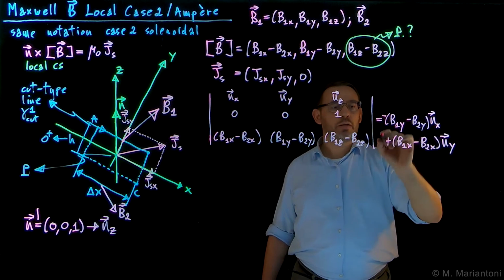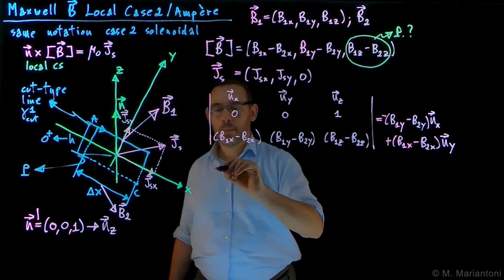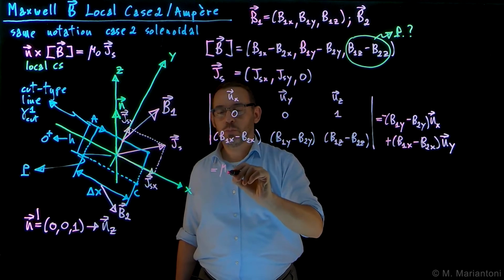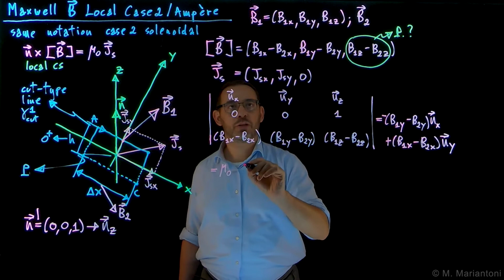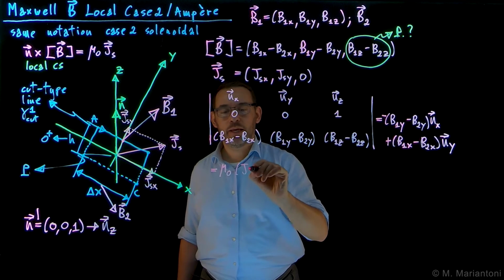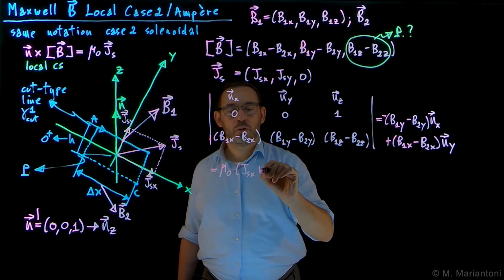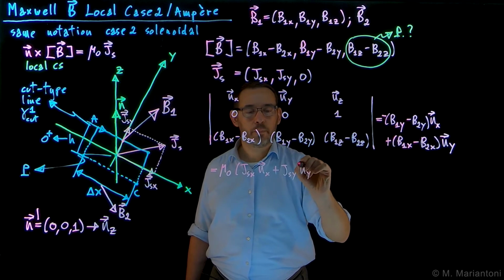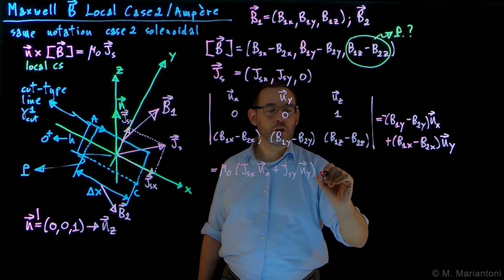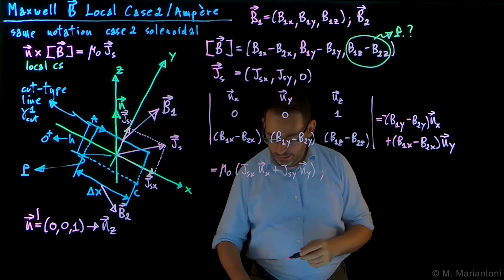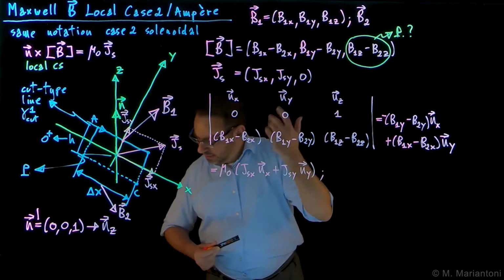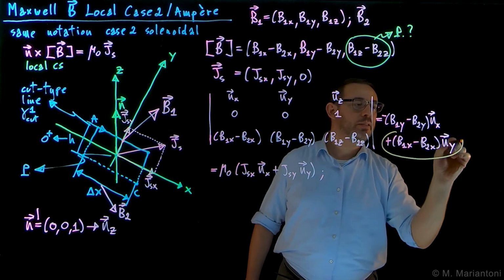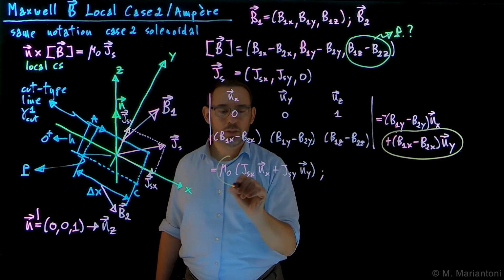And this has to be equal to mu naught times j, but this has only two components, which are the two components in fact we have here, interesting of course. So it's mu naught times jsx ux plus jsy uy. Okay, so for example, let's investigate the x component here, the one with the positive sign. So this quantity has to be the same as this quantity here.